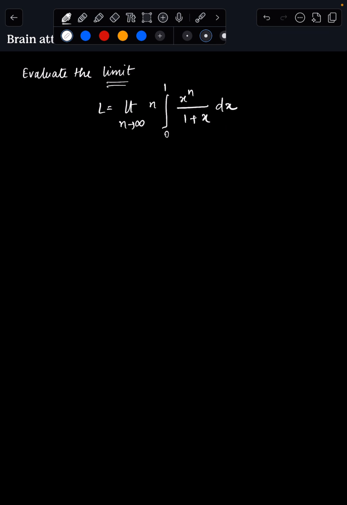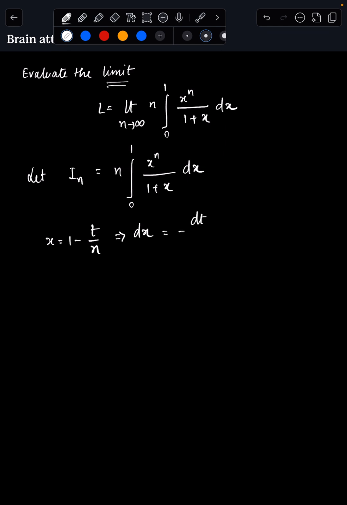So here, let us say that I_n is equal to the integral from 0 to 1 of x^n / (1 + x) dx. Now what we are going to do is substitute x with 1 minus t/n. So once we do this, what is dx? dx is nothing but minus dt/n. Upon substitution, our limits will also change. When x is equal to 0, t becomes n, and when x is equal to 1, t becomes 0.